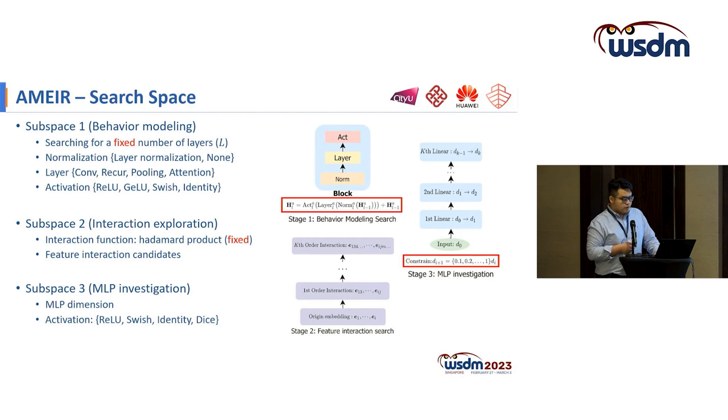The computation mainly consists of three components: normalization, layer operation, and the activation. The detailed formula is listed under this field. For the first subspace, the candidates of these three functions are predefined, just as listed. For example, to form a computation block, we could select a convolutional network as a layer operation and a ReLU as the activation function.